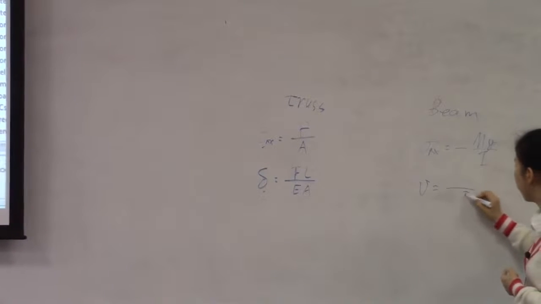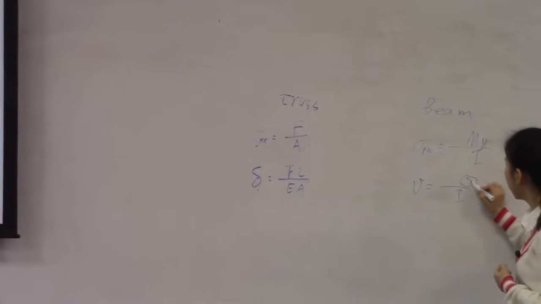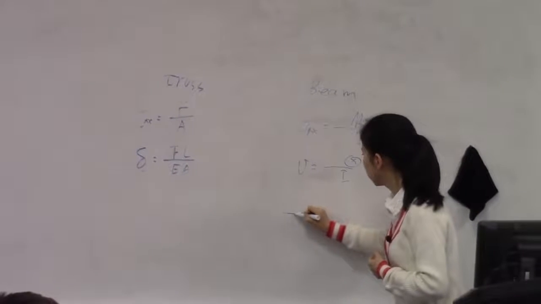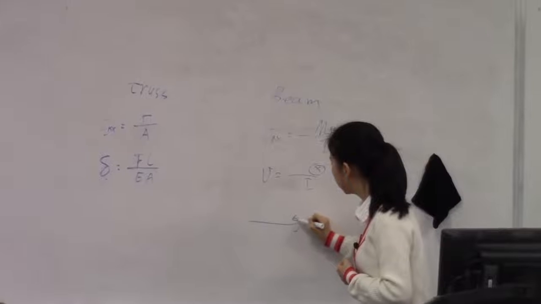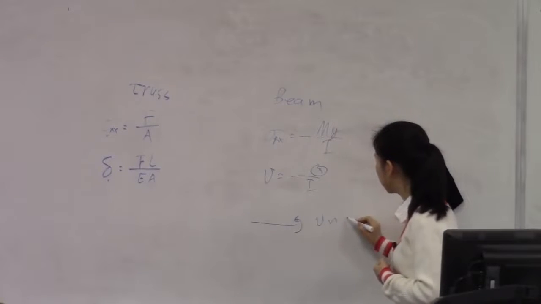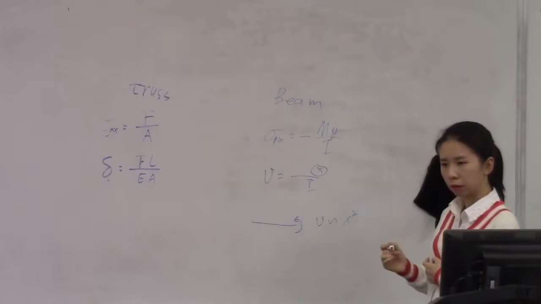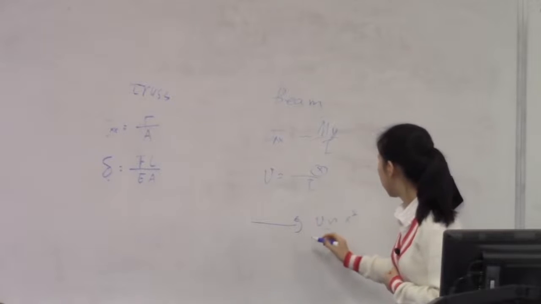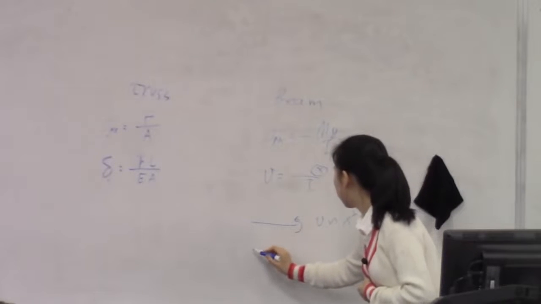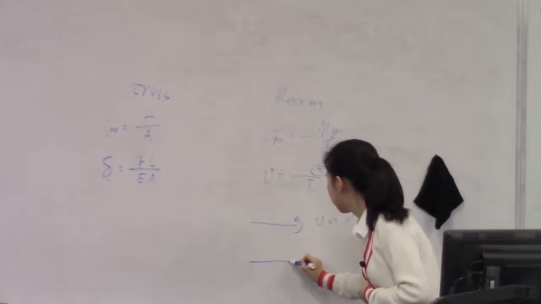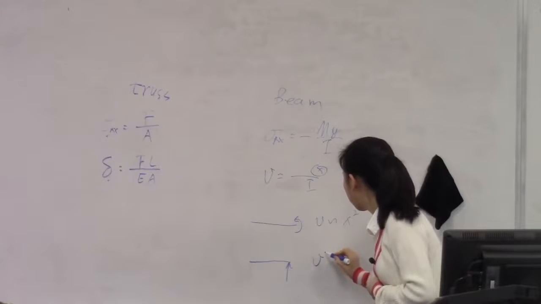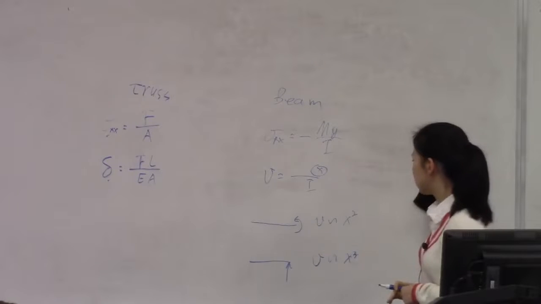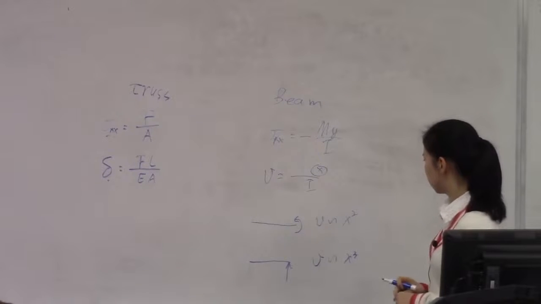So it should have a moment of inertia here, and here you have a function of x. So if the loading condition is a bending moment, this deflection should be a function of x, quadratic. And if it's a concentrated force, this deflection should be a function of x cubic. What is the symbol you're using for deflection? Is it a V? V.